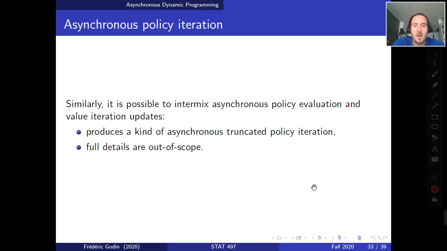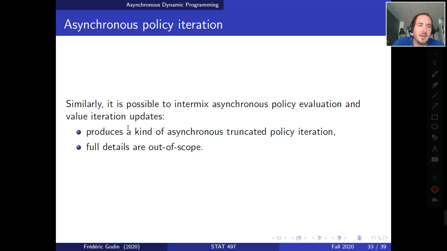As we mentioned earlier, it's possible to intermix asynchronous policy evaluation and policy improvement updates to get new procedures. So again, in our policy iteration scheme, you could have one step of asynchronous policy evaluation combined with one policy improvement, then another asynchronous policy evaluation step combined with policy improvement, and so on.